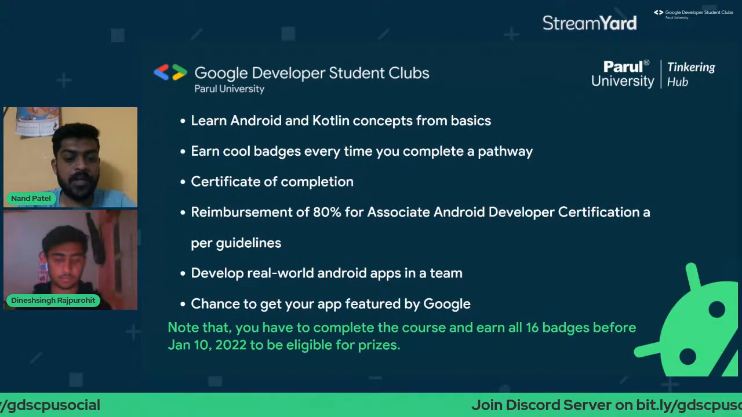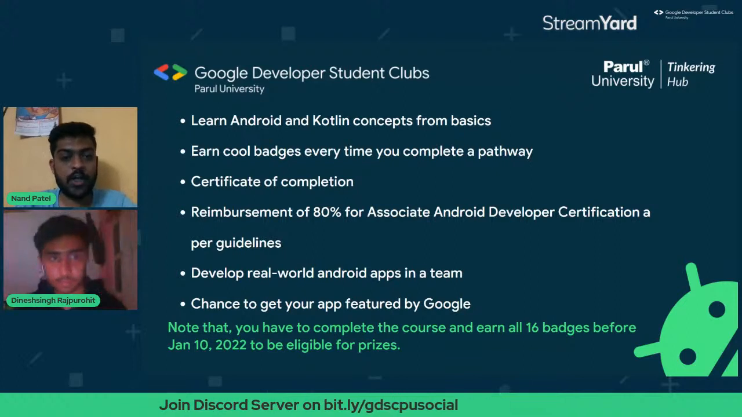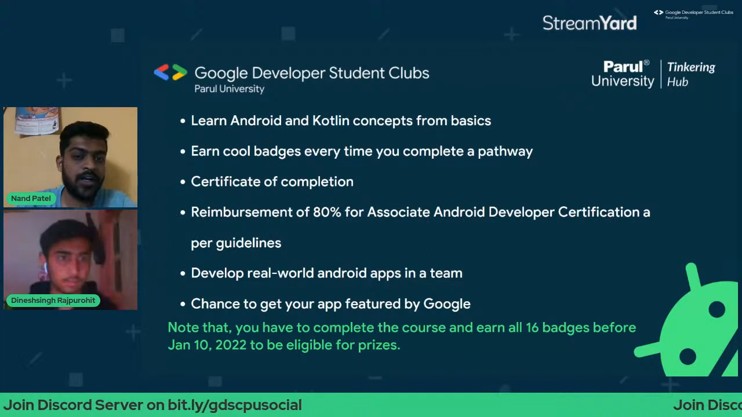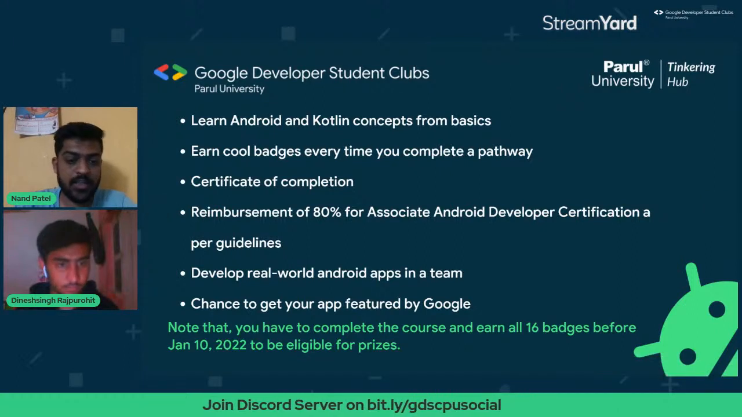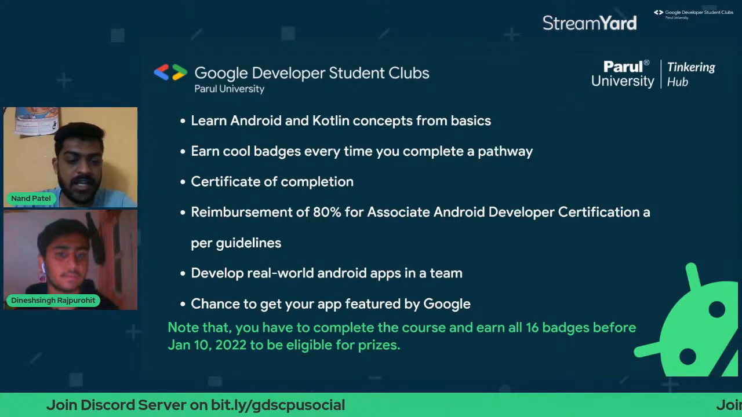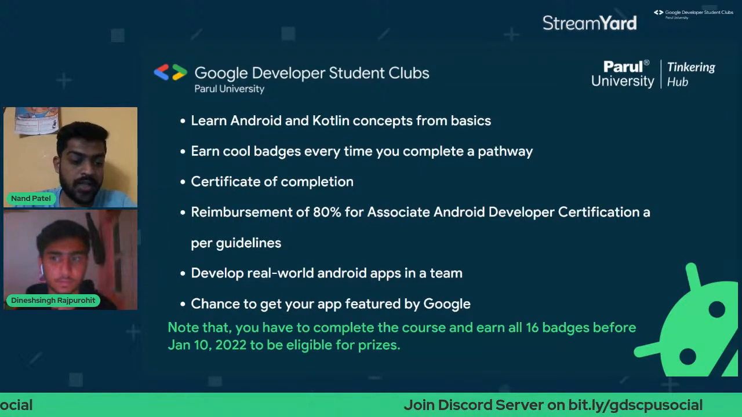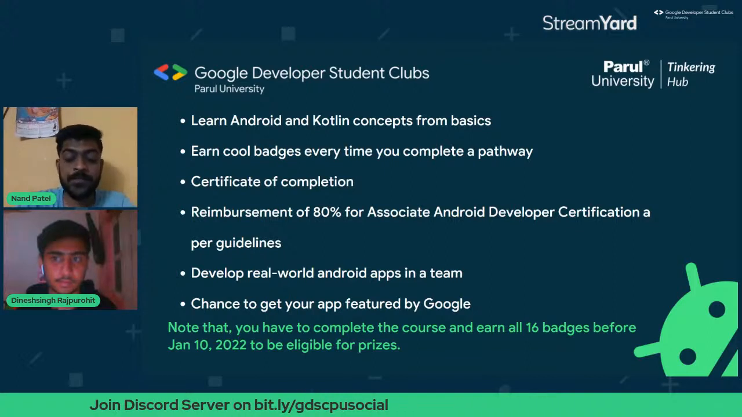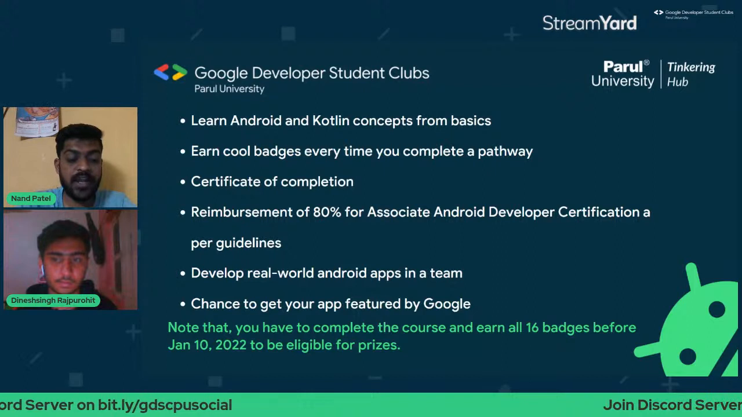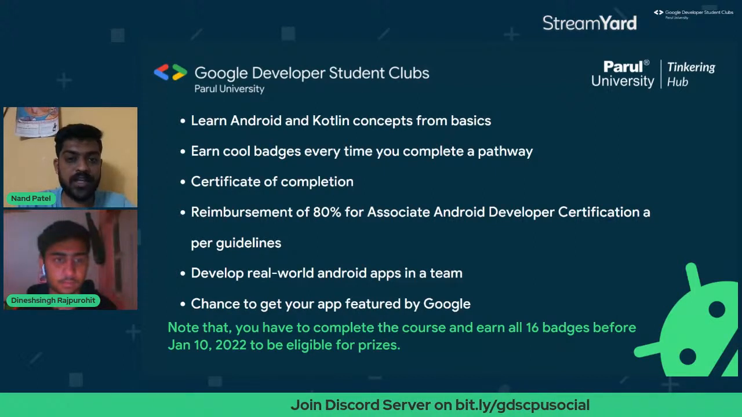After that you can become an Associate Android Developer, official by Google. The $150 examination is there, so we are going to give you an 80% scholarship from our side. After that, you develop real-world Android apps: you make apps in a team and get a chance to get featured by Google on the Play Store. Note that you have to complete the course and all the badges before 10 Jan, and you will be eligible for the prizes also.